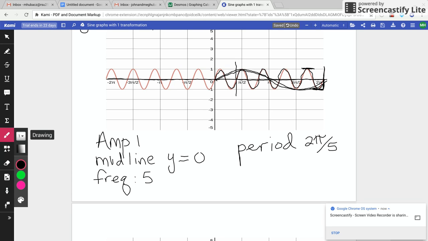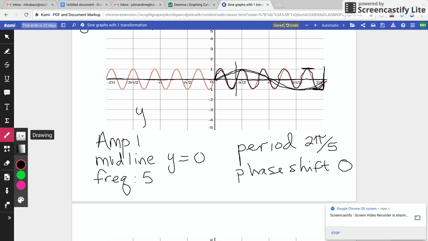The last thing that we need to talk about, let's see, I've got my midline, I've got frequency, period, amplitude. I need to think about a phase shift. And so just like our last one, there is no phase shift here. So we could say none, or you could say 0. The reason I know that is because the general look of this wave is that it goes up, down, up. It looks exactly like the parent sine function, and therefore there's no phase shift.